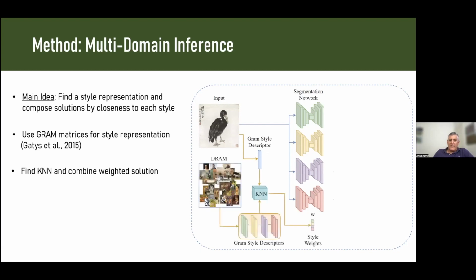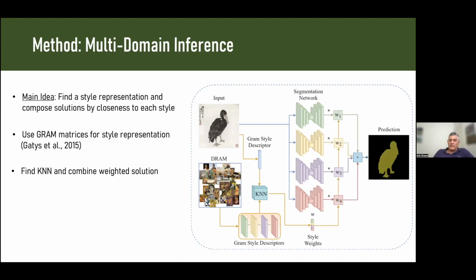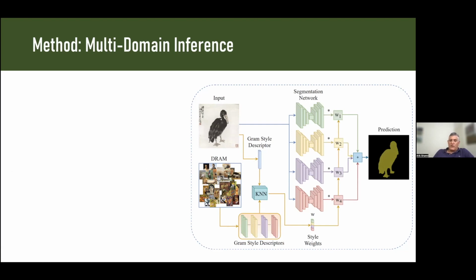And then we compare it to the style descriptors of all our database, the DRAM database. Then we look at the k-nearest neighbors from the database of this new image, and using the number of those k-nearest neighbors, we weigh the different results of the 4 networks to get the final prediction of our network. In a sense, we found that this works much better than looking at each and every one separately.